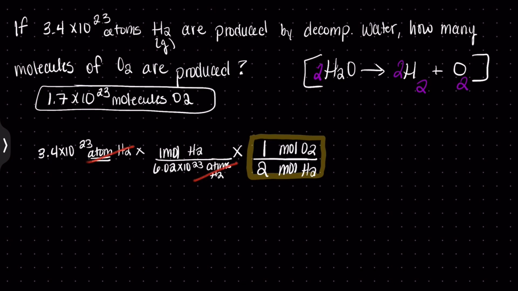Now I'm sitting in moles of oxygen. That's not what I'm asked for. I'm asked for molecules of oxygen. So I keep going. I know for every 1 mole of O2, there are 6.02 times 10 to the 23rd atoms, or molecules, excuse me. Let me get my eraser. Molecules of oxygen. I'm in what I need.